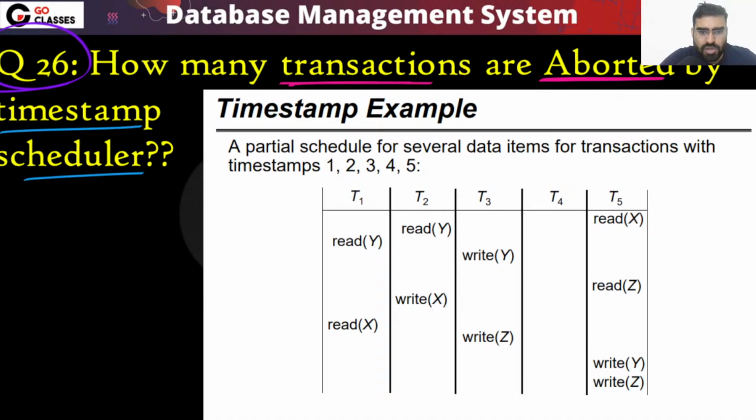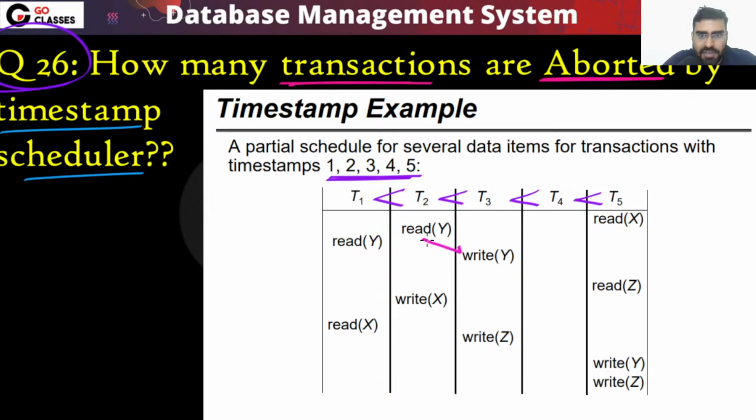The question has already given you the information that the timestamps are 1, 2, 3, 4, 5. So basically this is already in the timestamp order. These are already given to you. Now let's find out which are the conflict pairs. All you have to find is conflict pairs.